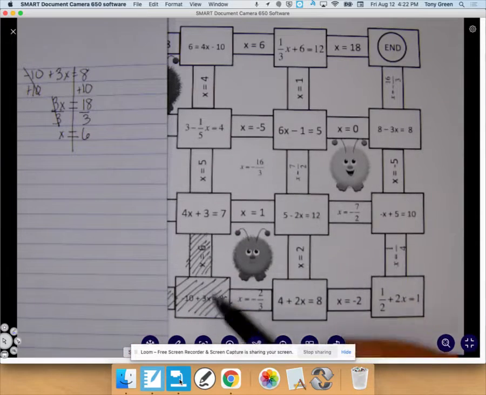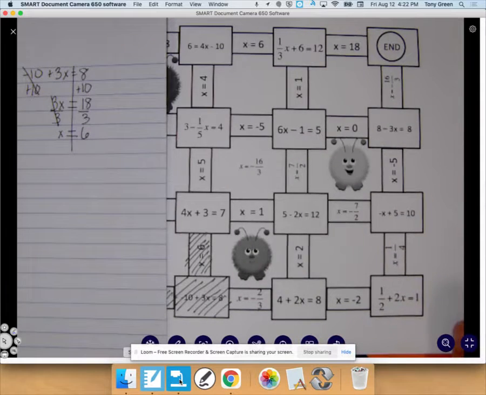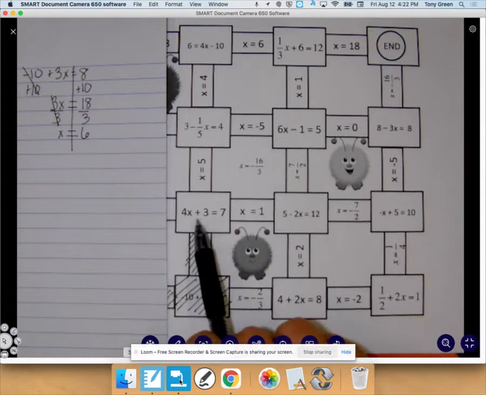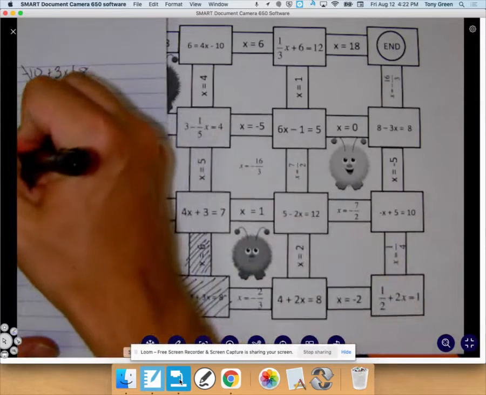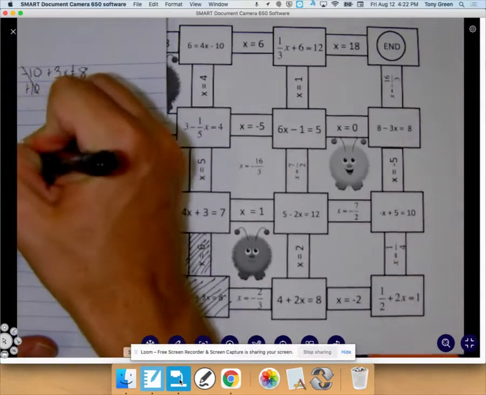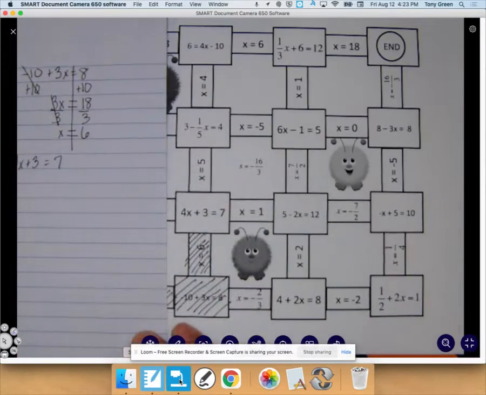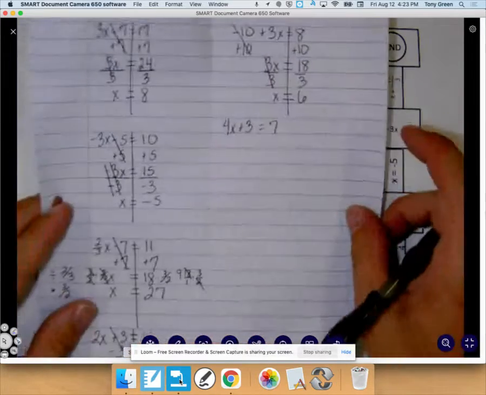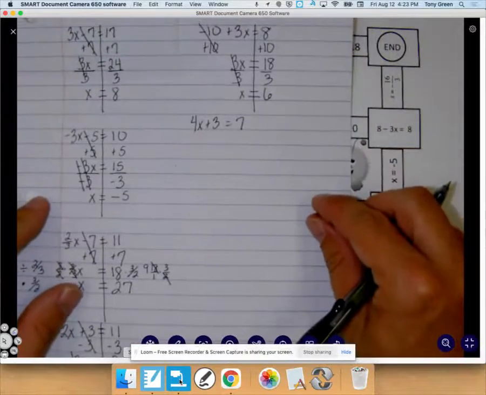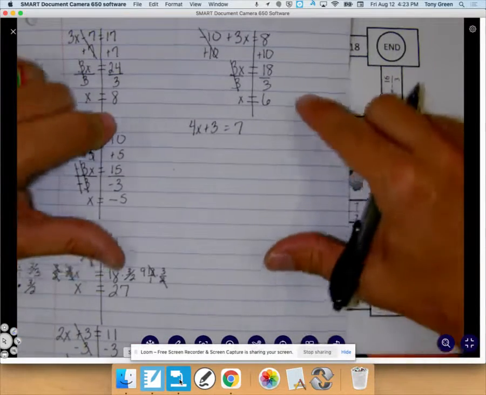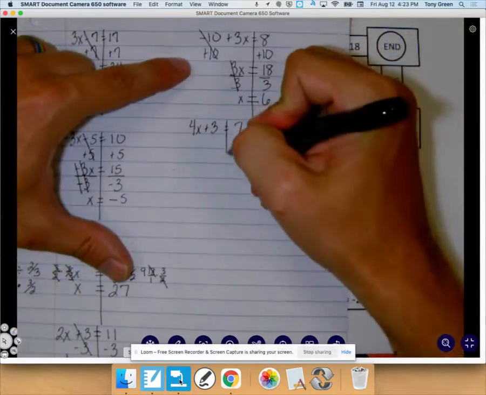Okay, so maybe we are just going straight up and straight down and straight up. We're not. I promise we're not doing that. All right, so 4x plus 3 equals 7. All right, wrote down the equation. 4x plus 3 equals 7. And start off with our line.